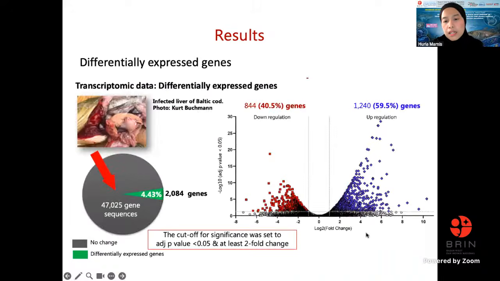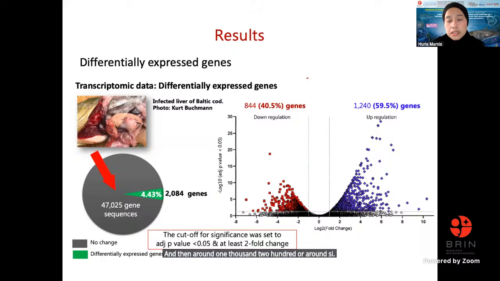And how does it look when we plot it in the volcano plot? We can see clearly here that around 40% of genes were downregulated, around 1,200, or around 60%, of genes were upregulated, and the rest in the middle were not changed.